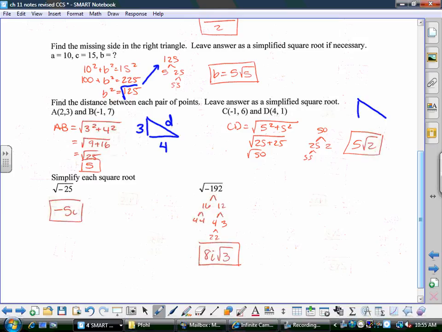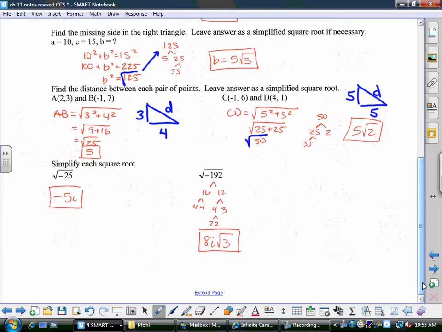On this one, your triangle has 5 for both of the legs. So when you do the Pythagorean theorem, you get that the distance is the square root of 50. But when you break that apart, it simplifies to 5 square root 2. Both of these have a negative in a square root, so both of them are imaginary. They're going to have an i with it. This one's actually positive, not negative. The answer is just positive 5i. And this one is 8i square root 3.